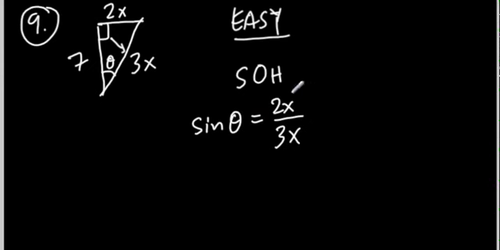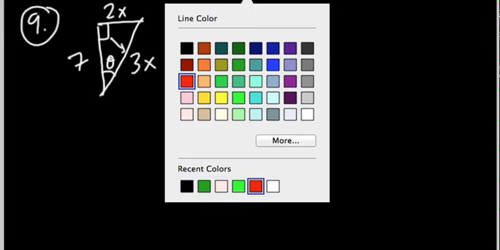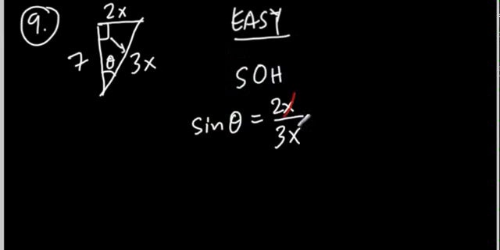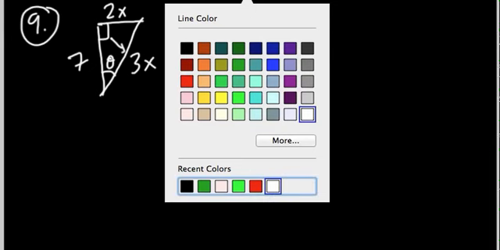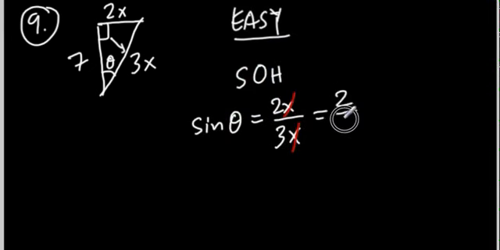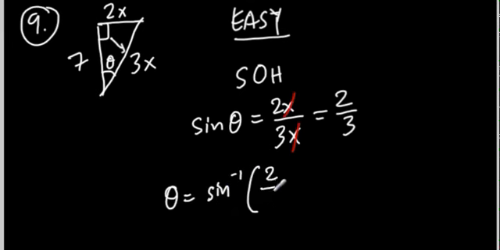Now the beauty of this, if you can see it, is since it's 2 times x and 3 times x, the x's can cancel out. So what are we left with? We are just left with 2 over 3, which is perfect. We don't even need to find out what x is. We can immediately figure out what the angle will be. So, since sine theta is equal to 2 over 3, theta is equal to sine inverse of 2 over 3, which is approximately equal to 41.8 degrees, and that's our solution.